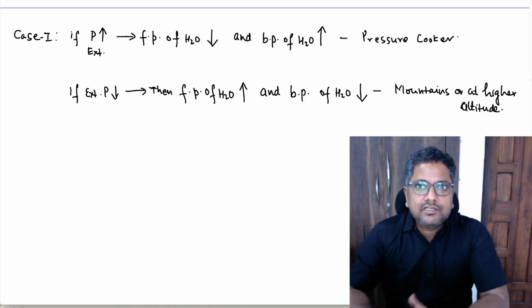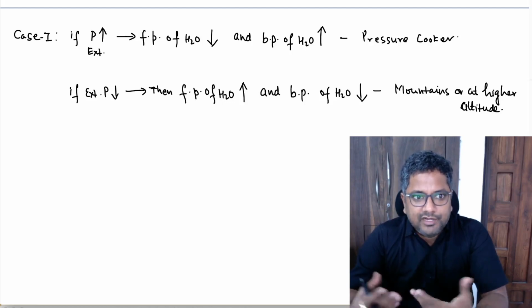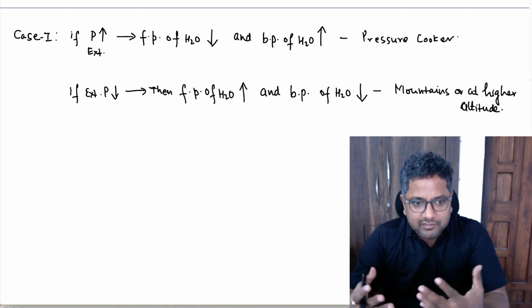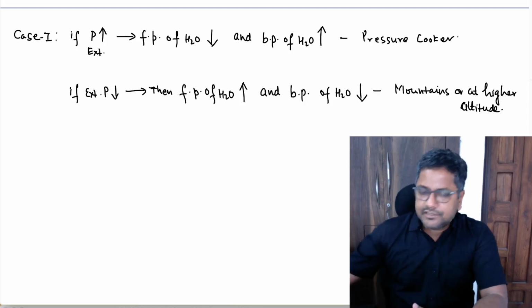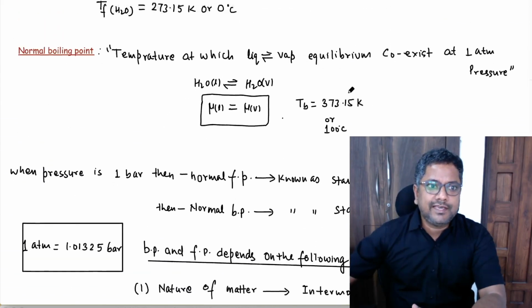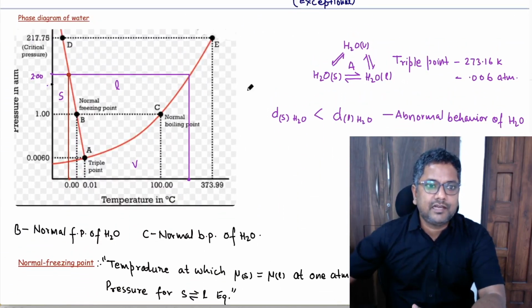So this is the reason why you are getting more ice on mountains, not on the plains, because the freezing point increases, so the condensation point, you can say, increases. So at higher temperature you get the ice, right? So this can be very easily explained with the help of this phase diagram of water.